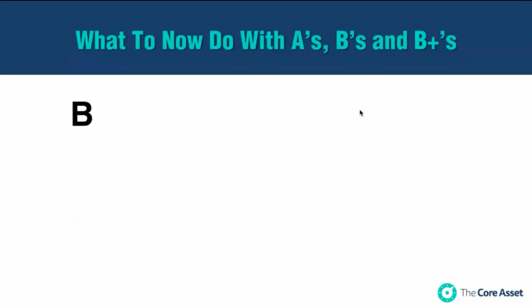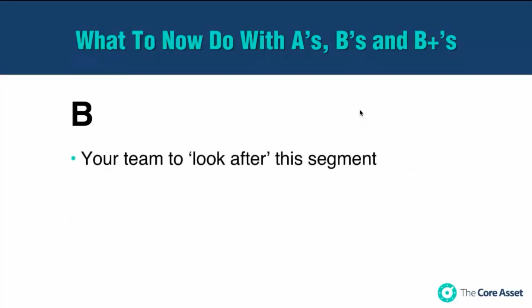So B clients. Remember, even though B clients aren't as profitable as A clients, you do have a good relationship with them. They're good people, and they tend to be the bread and butter of the organization. Ideally, though, your team should be looking after this segment. You as a business owner, partner, director, want to be spending as little time as possible with Bs. Now you may need to dedicate some time to them, I appreciate that, but you should be aiming for your team to look after this segment of client.